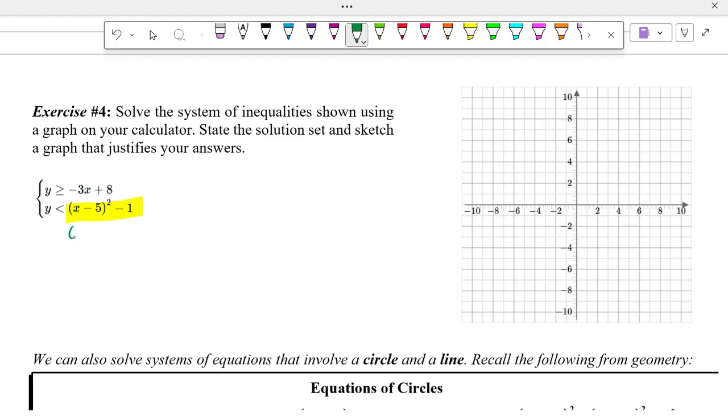So in other words, we have to do a quick box method of x minus 5 times x minus 5 and then subtract the 1. I'm not going to do the box, but it would be x squared minus 10x plus 25 minus 1. So this would be x squared minus 10x plus 24. So I'm going to take this and set it equal to the negative 3x plus 8.